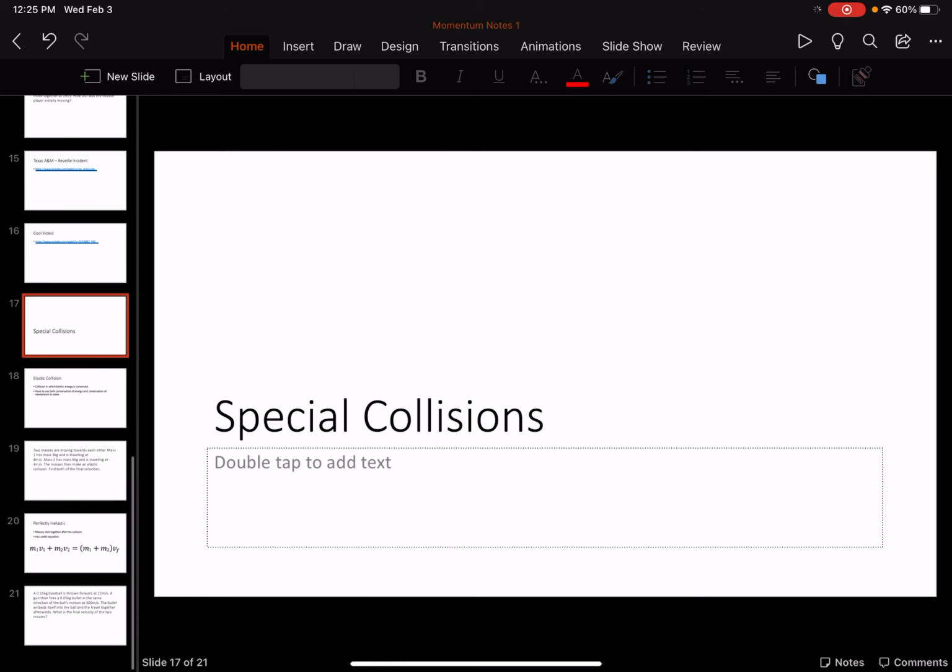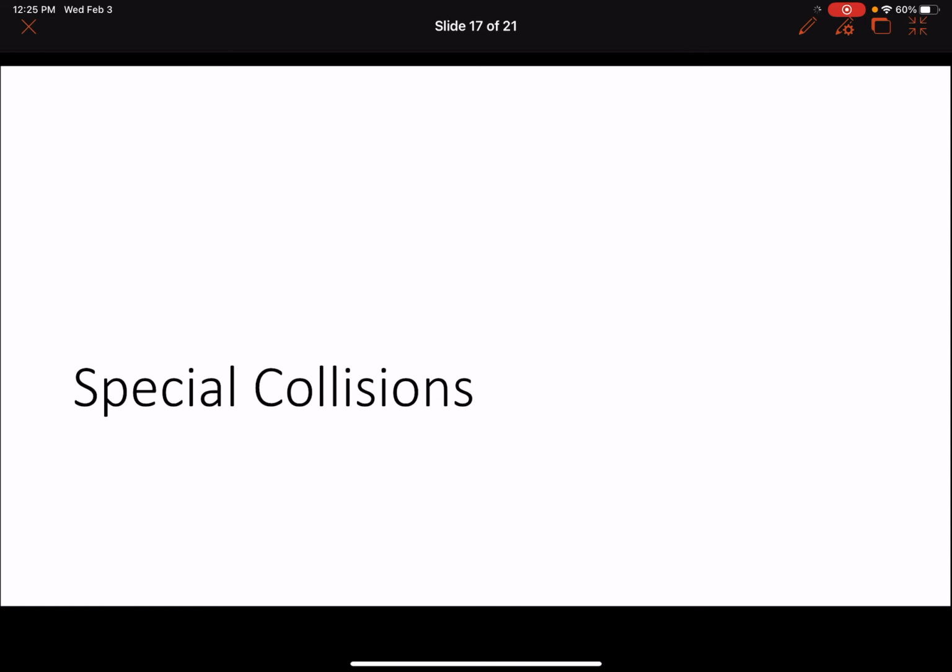Today we're going to talk about special collisions. In momentum and conservation of momentum, we've been talking about different collisions, where two things collide and either bounce off each other or stick together or whatever happens. We call them collisions, and then we can use conservation of momentum on them. We have two special cases that we want to talk about.